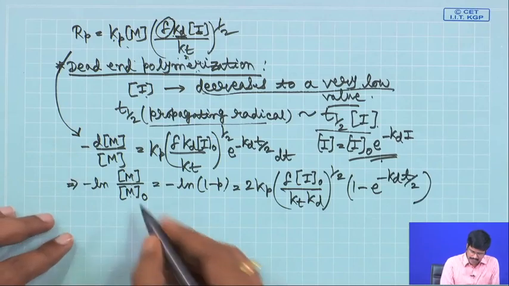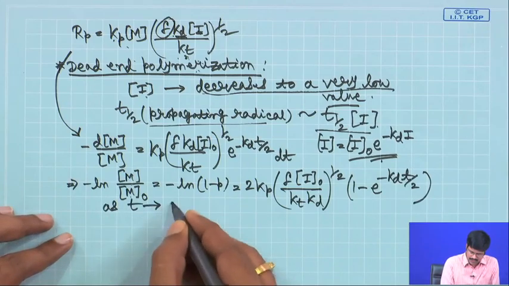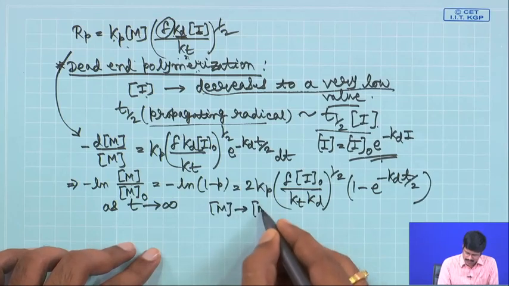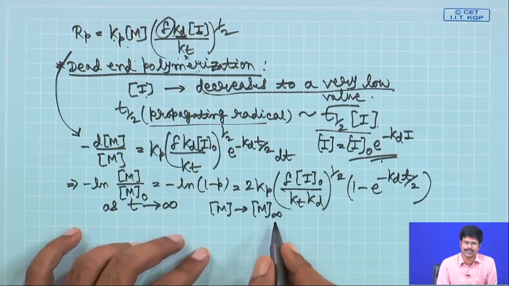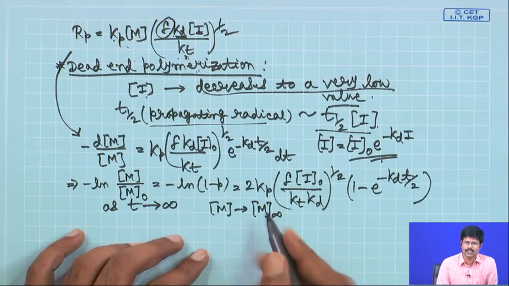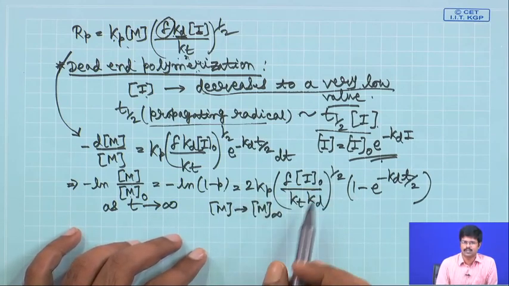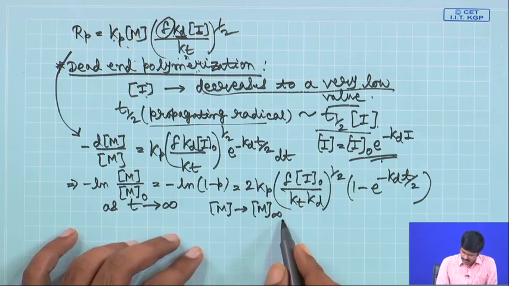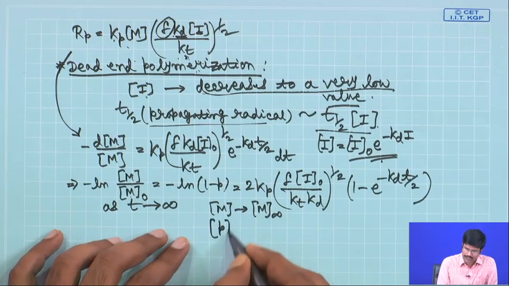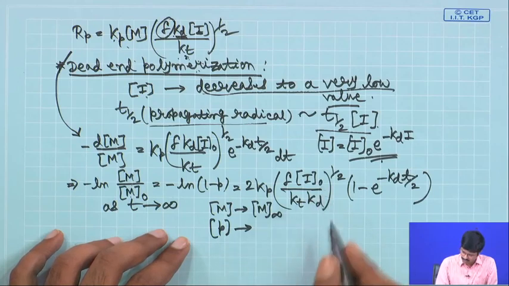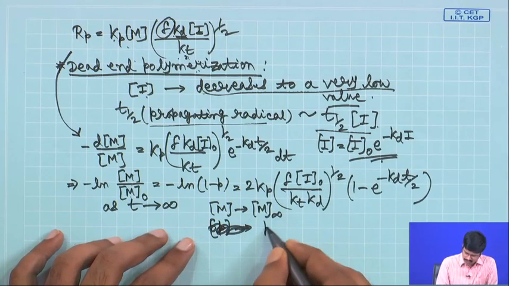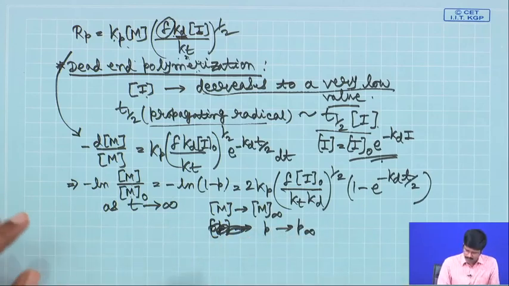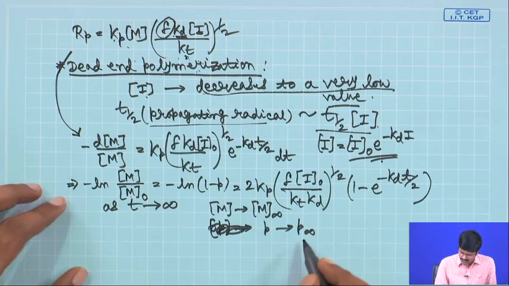Now, as t tends to infinity, the monomer concentration will tend to m infinity, all of them will reach some limiting concentration. M infinity does not mean an infinite concentration of monomer, it means the concentration of monomer at infinite time. So your conversion will go to P infinity. P infinity means conversion at infinite time.